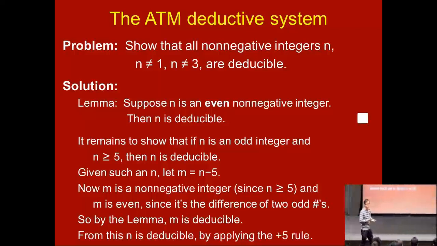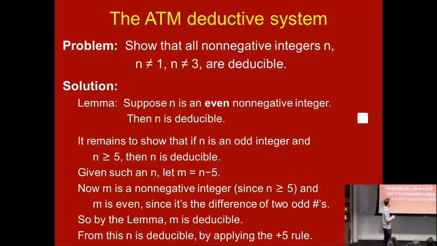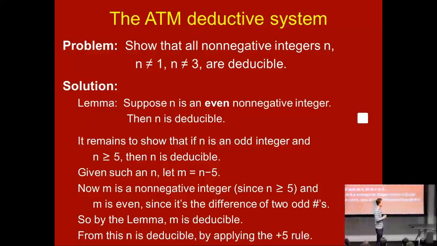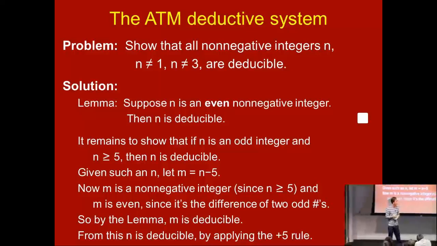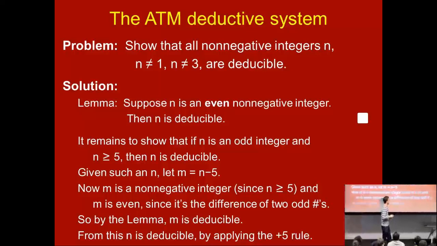So let's say n is such a number. It's odd and at least 5. Let m be n minus 5. Now, m is non-negative, since n is at least 5. And m is even because it's an odd number n minus another odd number 5. And odd minus odd is even. So by the lemma, we can deduce m. There's some sequence of deductions that gets us to m, which is n minus 5. And then we could do plus 5 at the end.